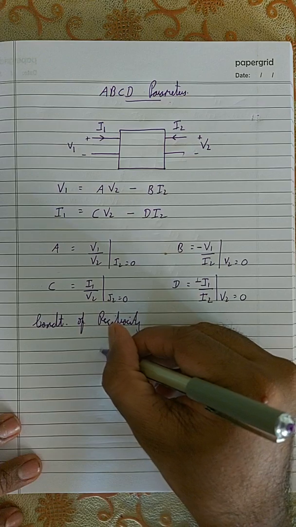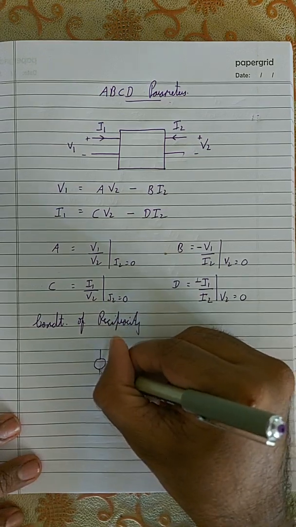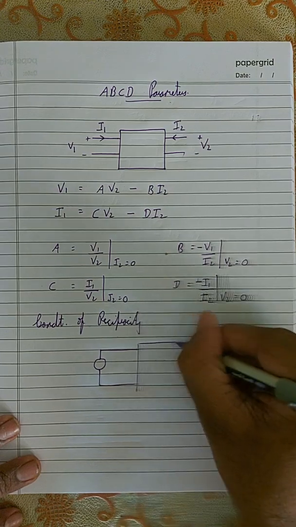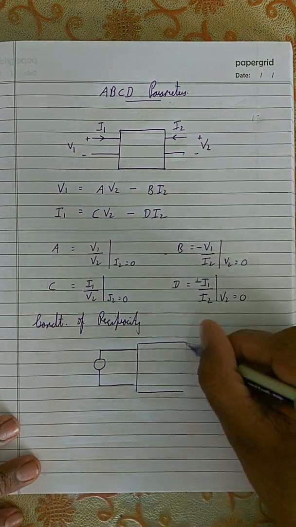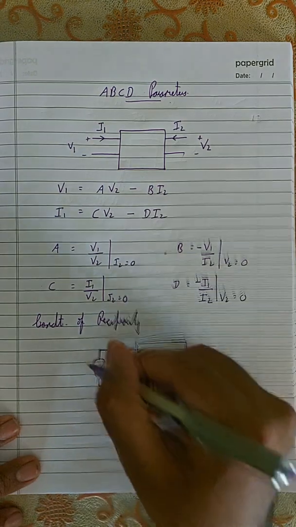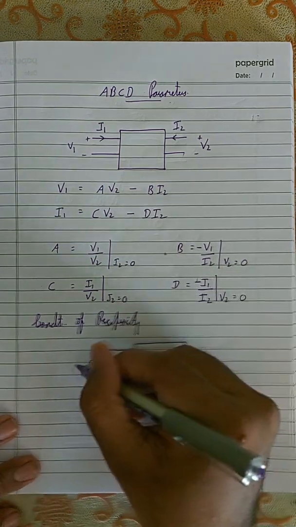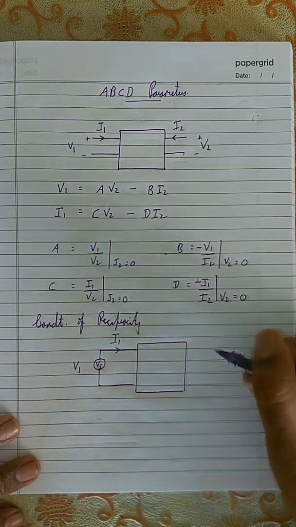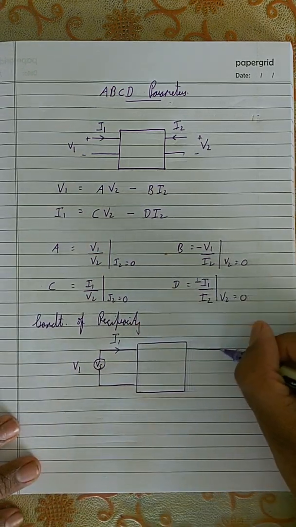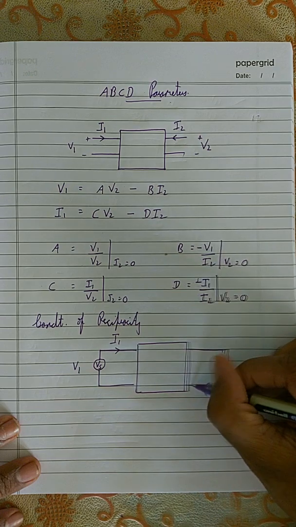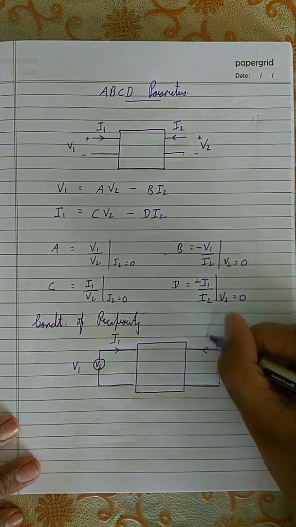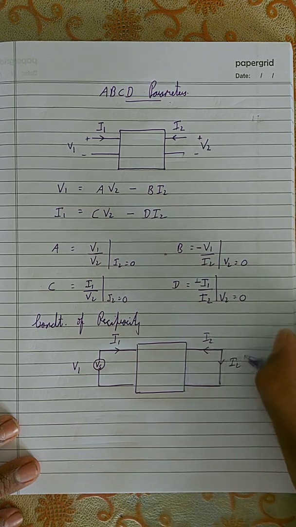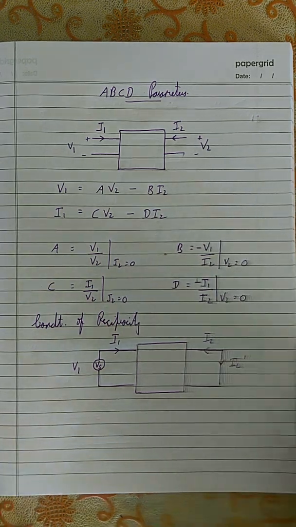First I will put the excitation at the input side. This is the excitation, the voltage, called Vs. Therefore V1 is equal to Vs, and this is I1. As for the output side, I will short it, and this current over here is called I2, and this response is called I2 dash, where I2 is equal to minus I2 dash.